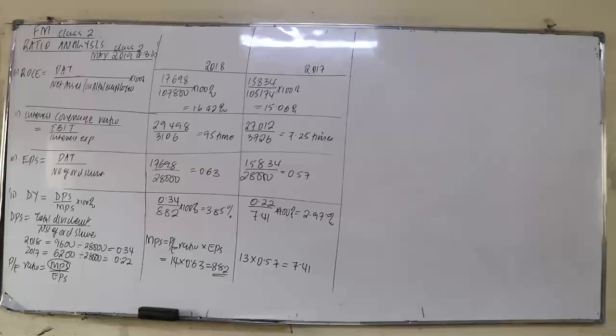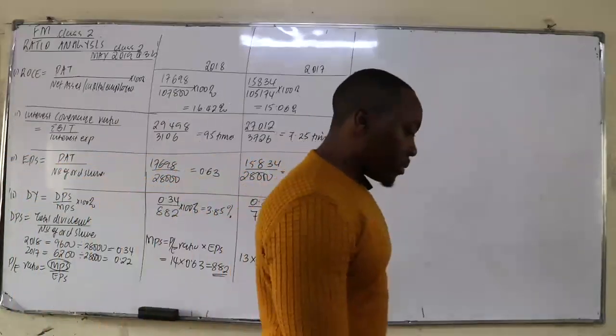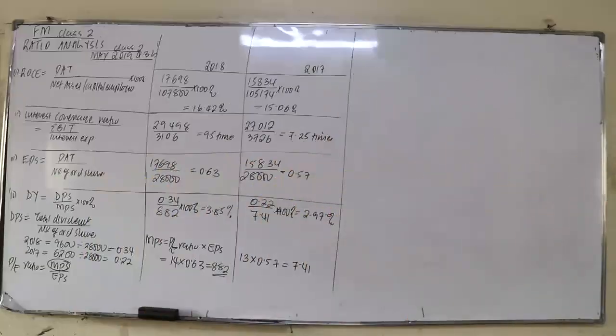Ratios are used to determine the ability of the company to settle short-term obligations when they fall due, i.e., liquidity ratios.